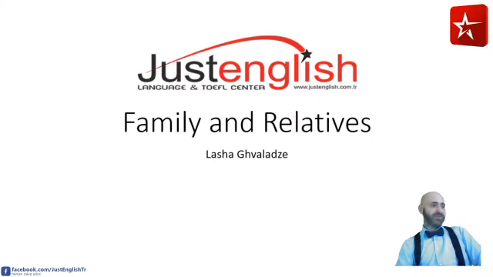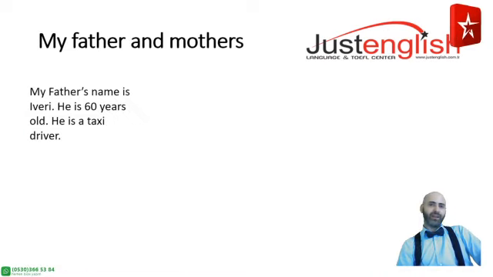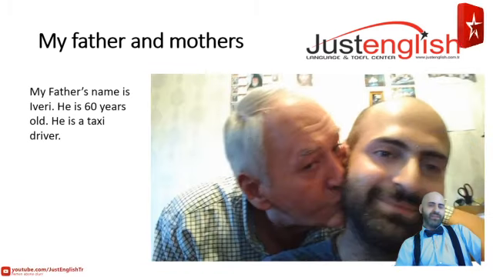So, my family and relatives. This is me. Of course, you know that my name is Lasha. So, I'm originally from Georgia. You see my flag on the photo. But now I live in Turkey and I work in Turkey. This is my father. My father's name is Iveri. He's 60 years old and he's a taxi driver. Okay.